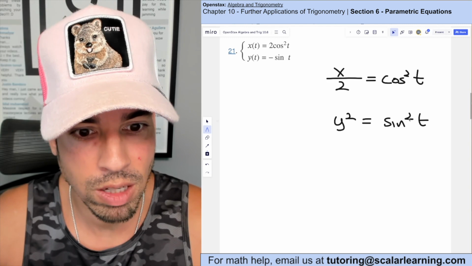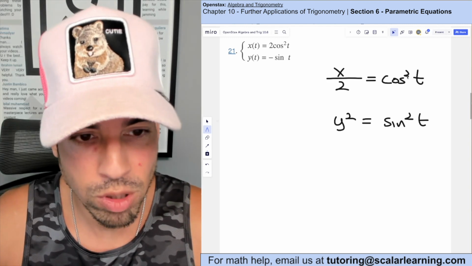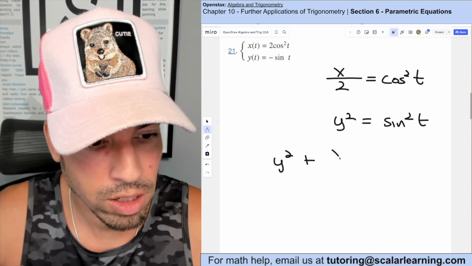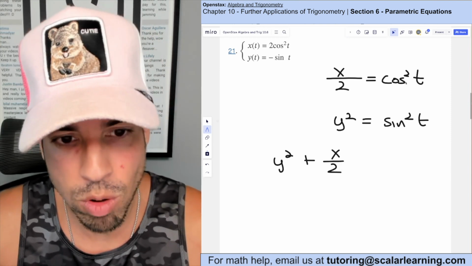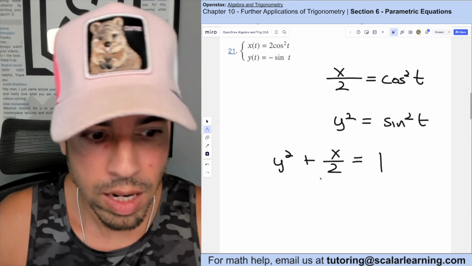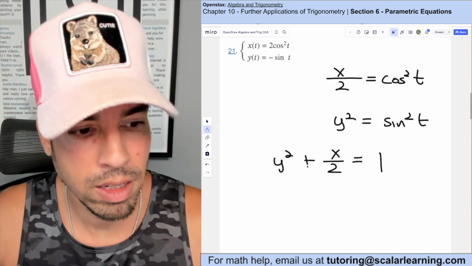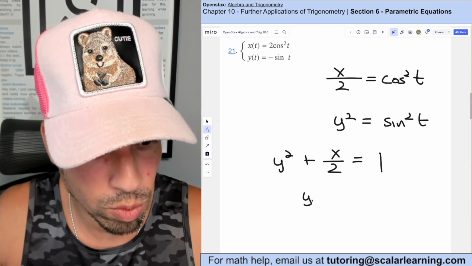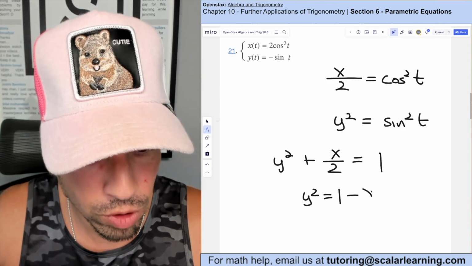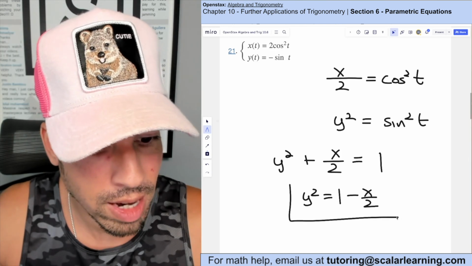So now I got this really great thing. So now I know that sine squared plus cosine squared equals 1, aka y squared plus x over 2, because again, they're equivalent to cosine squared and sine squared of the same variable, equals 1. And the only thing they did in the answers is they just isolated y squared. So it's kind of arbitrary, but I'll do that anyways. You just subtract x over 2 from both sides. So that's how you do it.